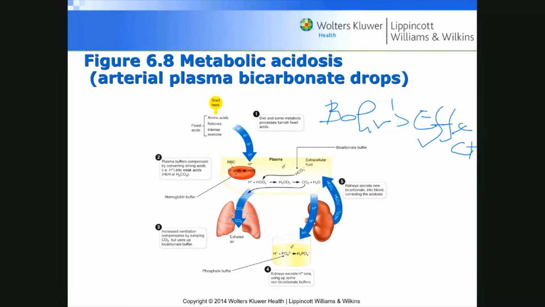If you have too much hydrogen ion, it will basically shift this reaction this way. And this is what the Bohr effect tells you: under acidic conditions, the level of oxygen that comes off of hemoglobin is very high.